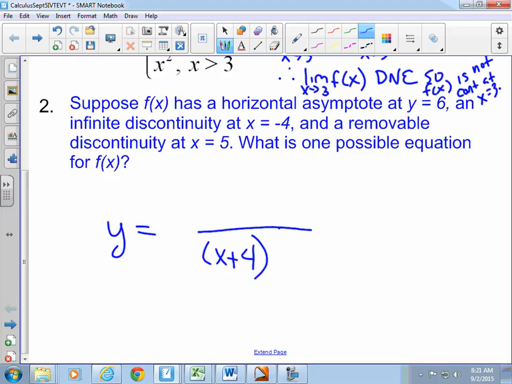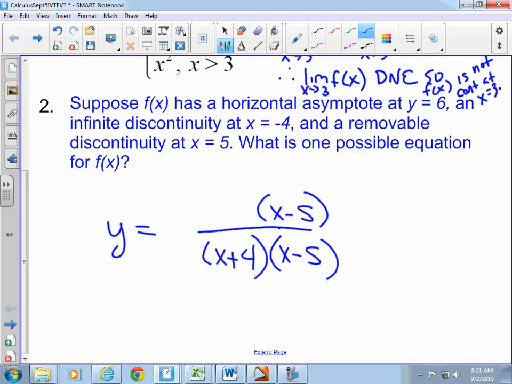Gotta have a vertical asymptote. We don't want it to cancel. We want it to be all by itself. Yes, the removable one, we want that one to cancel out. So I want an x minus 5 on top and on bottom to get the hole. Right? So far, so good?